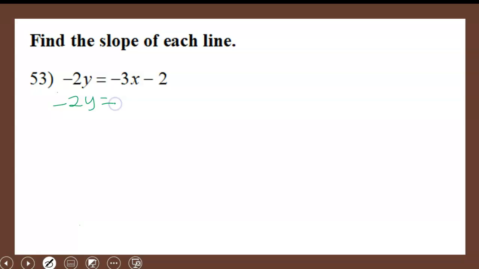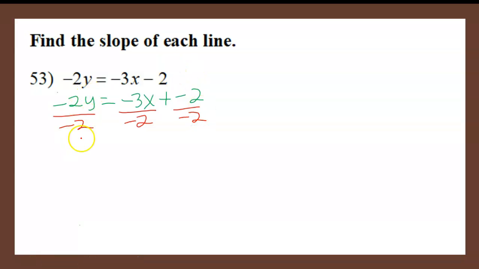-2y equals, so we can separate this so that you're not mixing the signs up. So this is -3x. When you subtract an integer, you add its opposite. So that way we see that negative there. And then we are going to divide by -2 to get y by itself. Divide every term by -2. So negative divided by negative here is positive. So we have y equals, so negative divided by negative is positive.